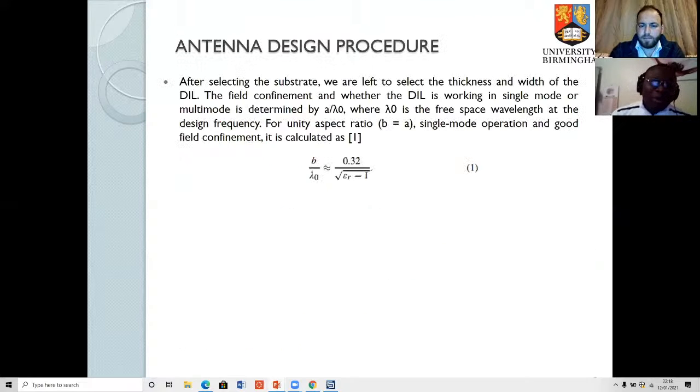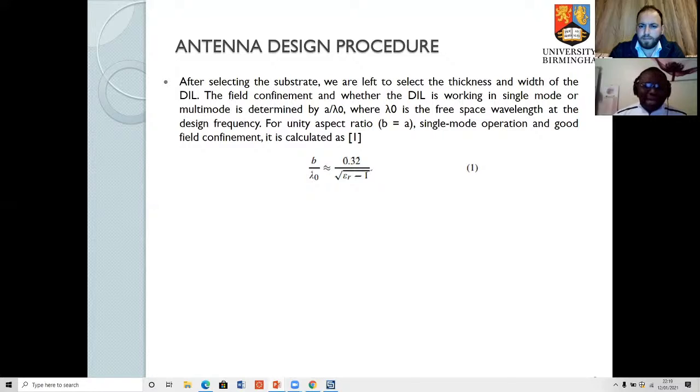Now, let's move on to the antenna design procedure. As said earlier on, those parameters which I've just mentioned have been used in the design. And after selecting our substrate, we are now left to select the thickness and the width of the dielectric. And so to have the confinement of this radiation within, without causing it to disperse, we need to apply certain formulas which have a single mode operation and which can confine the radiation within. And this can be referenced in the subsequent chapter, which I'm going to demonstrate very soon.